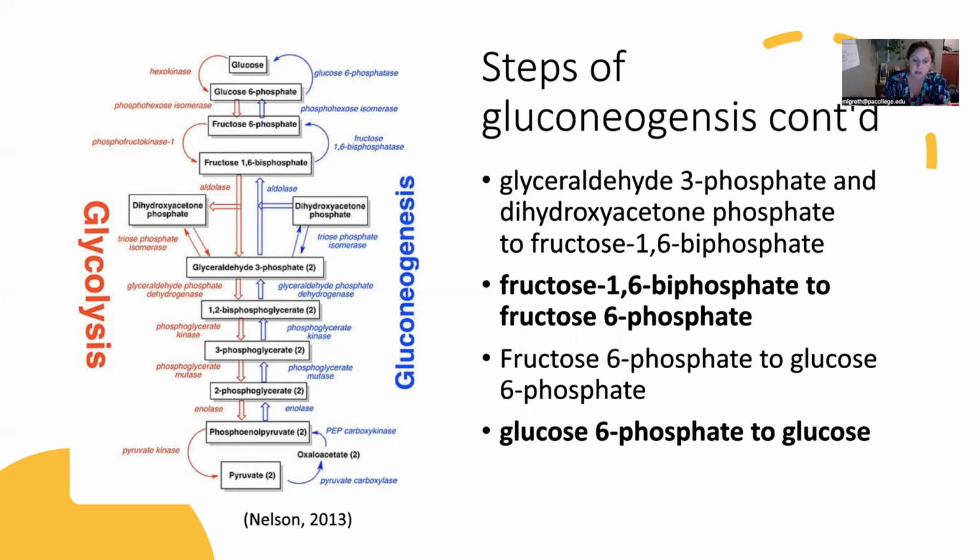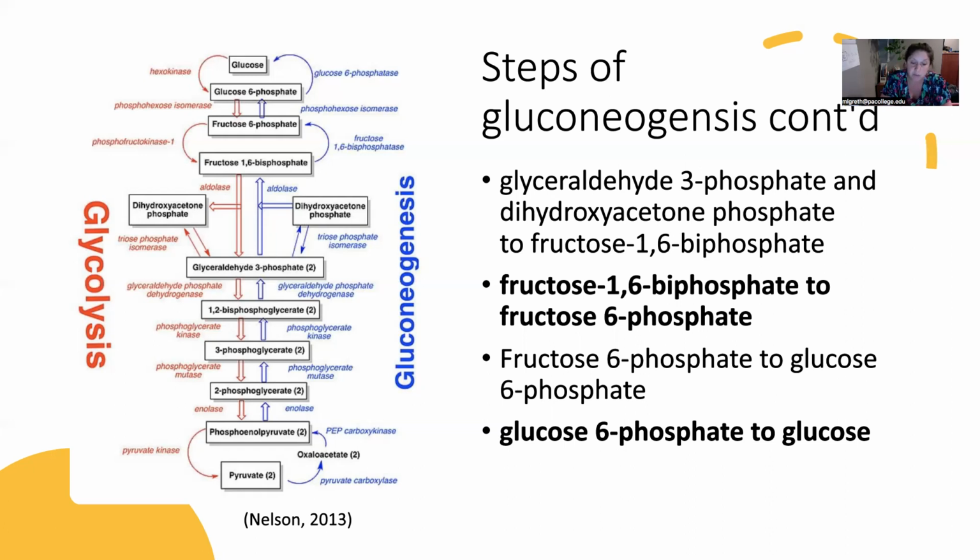And then we have the glyceraldehyde 3-phosphate being converted to DHAP by triose phosphate isomerase. One DHAP and one glyceraldehyde 3-phosphate are then converted to fructose 1,6-bisphosphate by aldolase. Now, the next step is unique to gluconeogenesis. This is when fructose 1,6-bisphosphate is converted to fructose 6-phosphate by fructose 1,6-bisphosphatase.